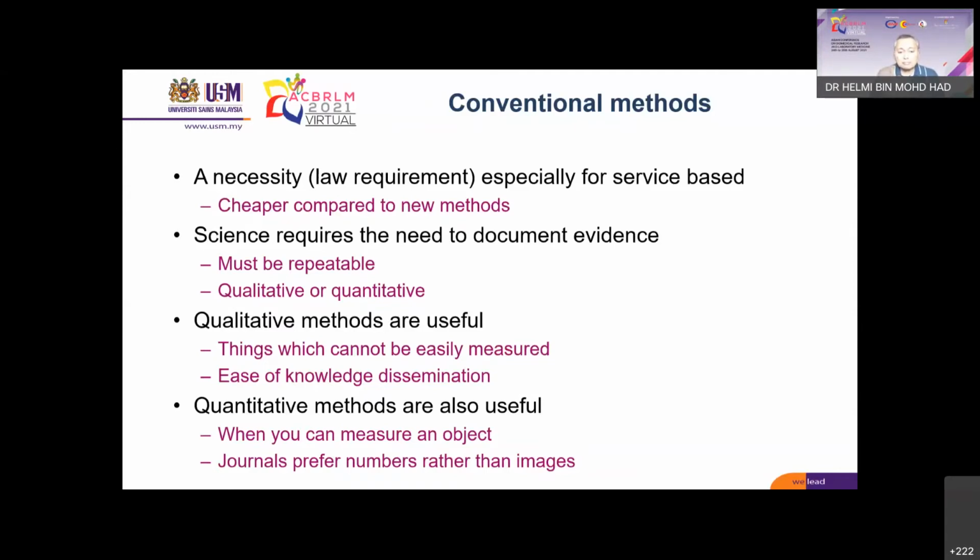So qualitative methods can be accepted in court. And it's easier to explain to a person, if you are looking at this bone, this is what to look for. Quantitative methods are also useful, but more useful for publication purposes. Because for quantitative journal papers, sadly or ironically, they like numbers. And with numbers, you can publish a lot of data.